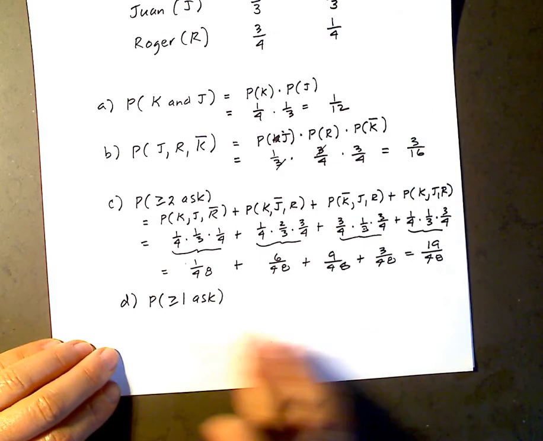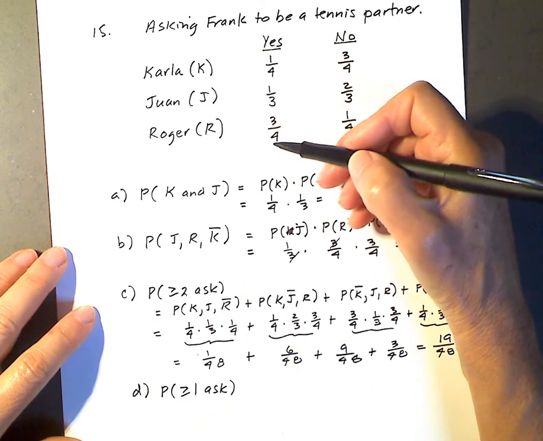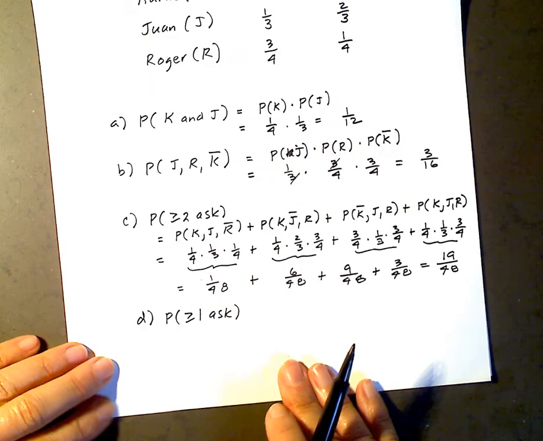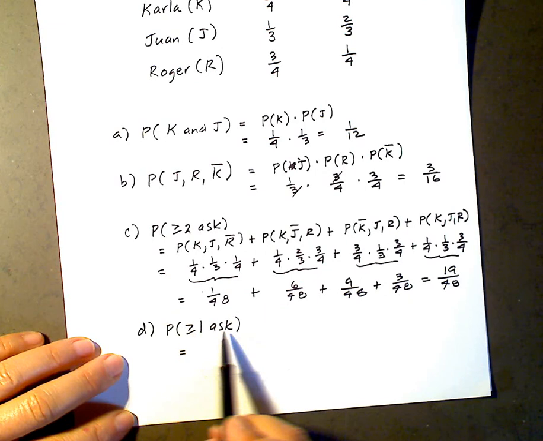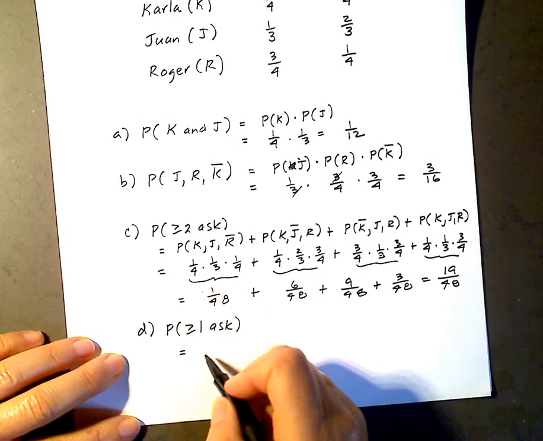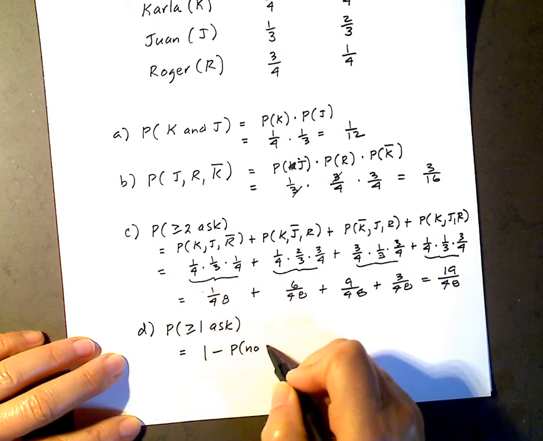The probability that at least one asks. Now that's got to be pretty good. Because of Roger here being 3 out of 4 probability that he will, the probability of at least one of them. And so the easiest way to think of this is, well, what's the opposite of at least one? Well, the opposite of at least one is no one. So what we can do is take 1 minus the probability that no one asks.